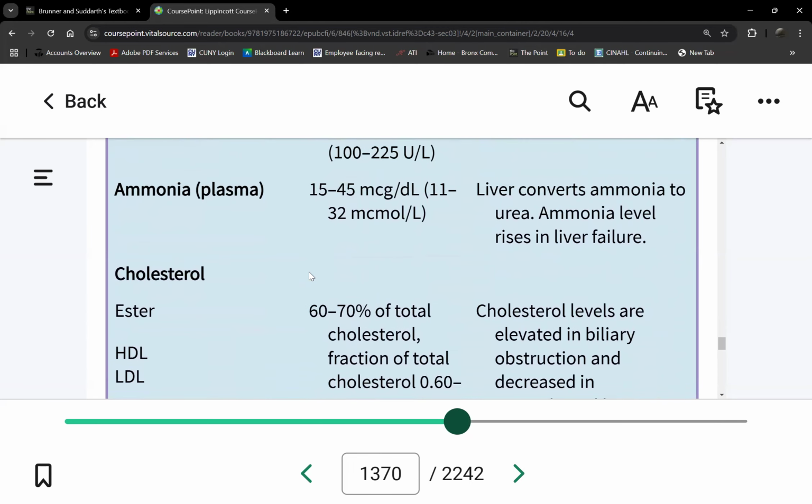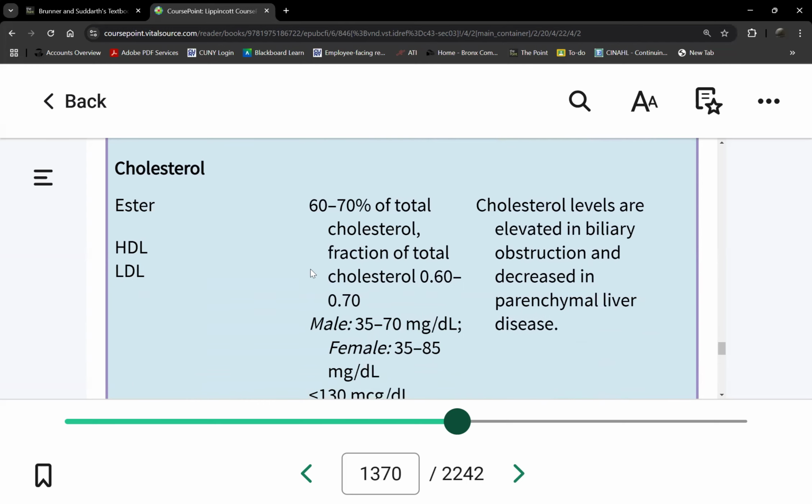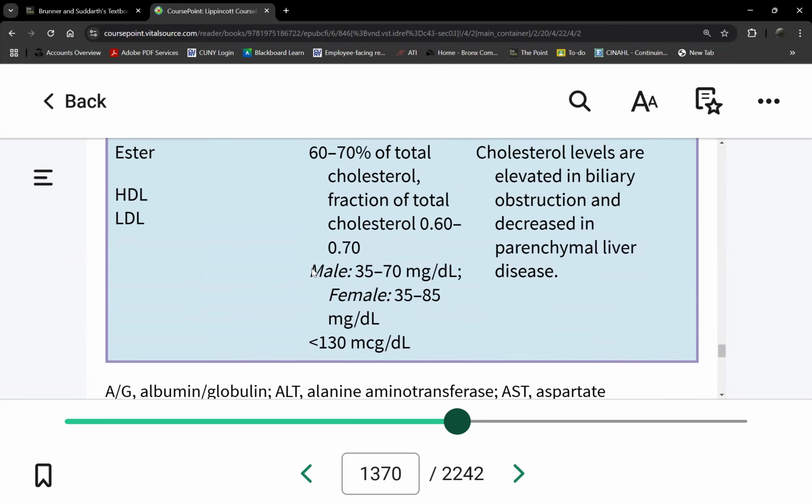Ammonia will be high or low? High, because the liver cannot eliminate it. And therefore, it will accumulate in the bloodstream and thus cause damage in the patient's brain. The patient will eventually have altered mental status early, then eventually go unconscious and comatose. Okay.